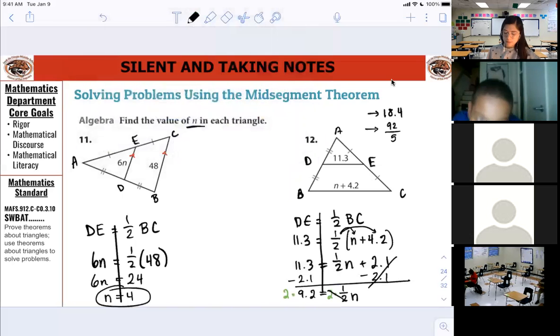Bye-bye, 2. What am I left with on the left? 2 times 9.2. What does that give me? 18.4. Pearl was right. 18.4. Which, if you actually divide 92 divided by 5, also gives you 18.4. So both of them were right.